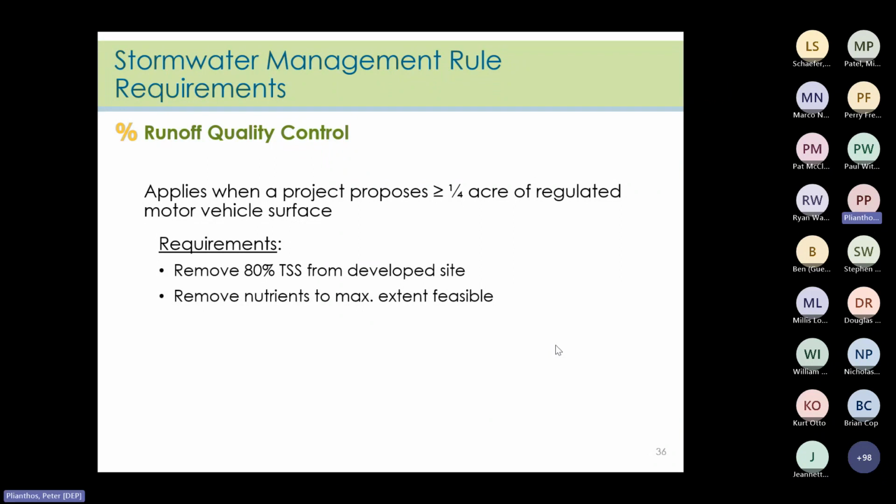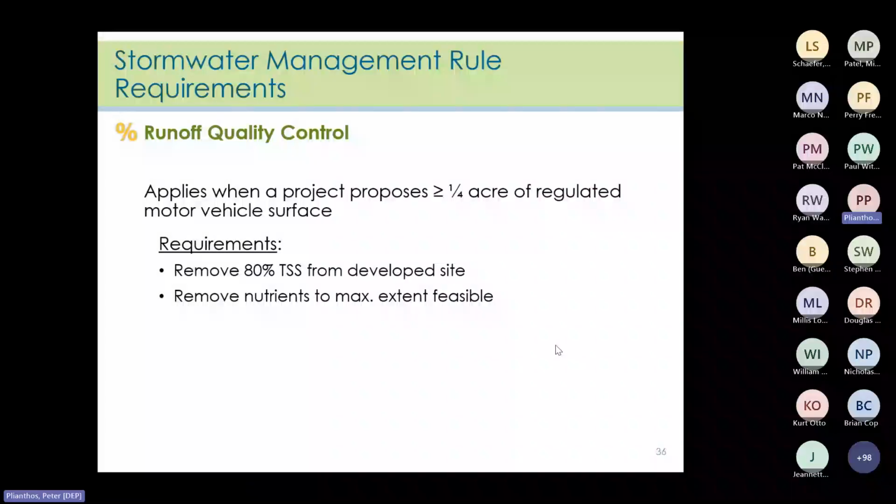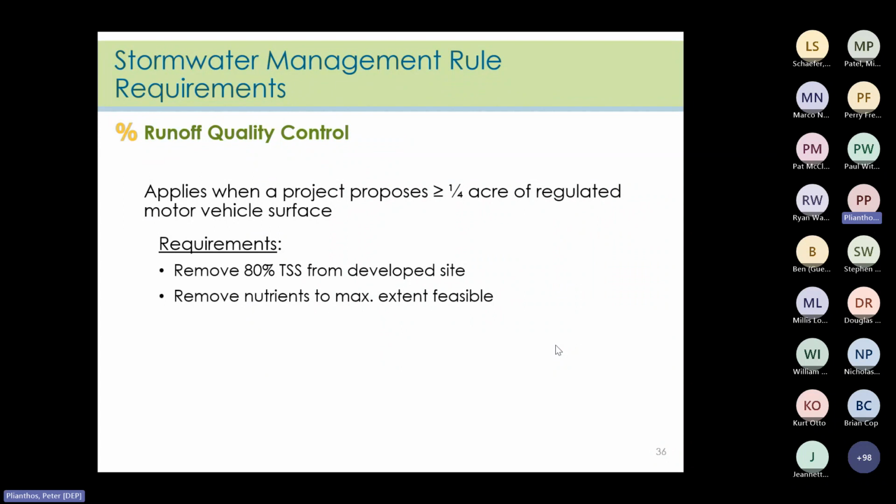The current rule requires a developed site's stormwater runoff be treated to 80% TSS reduction and the removal of nutrients to the maximum extent feasible. Also, just to note that the trigger for water quality control in 7:8 is 1/4 acre regulated motor vehicle surface. But local SEOs might have a stricter measure, as was mentioned in the last presentation. So definitely check the local SEO.